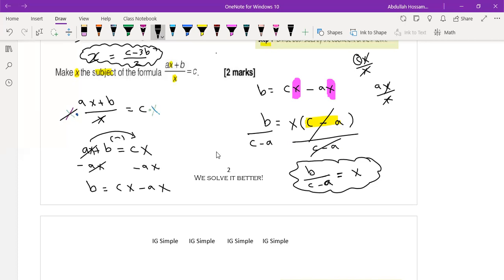Again, guys, first of all, we delete the fraction. We multiply by x on both sides. Then we are left with ax plus b equals cx. Then we subtract ax. We have b equals cx minus ax. We take x as a common factor, and then we divide by the coefficient of x. We have x alone here.